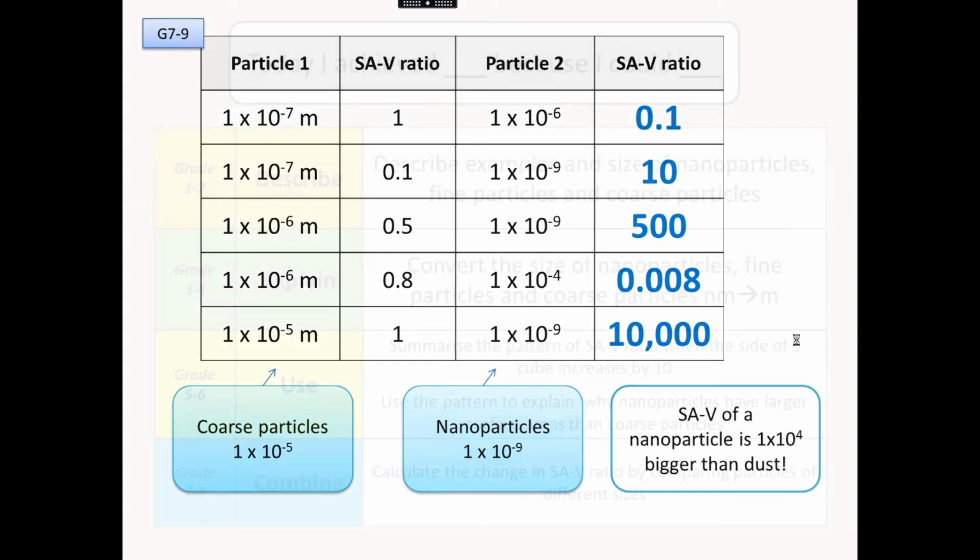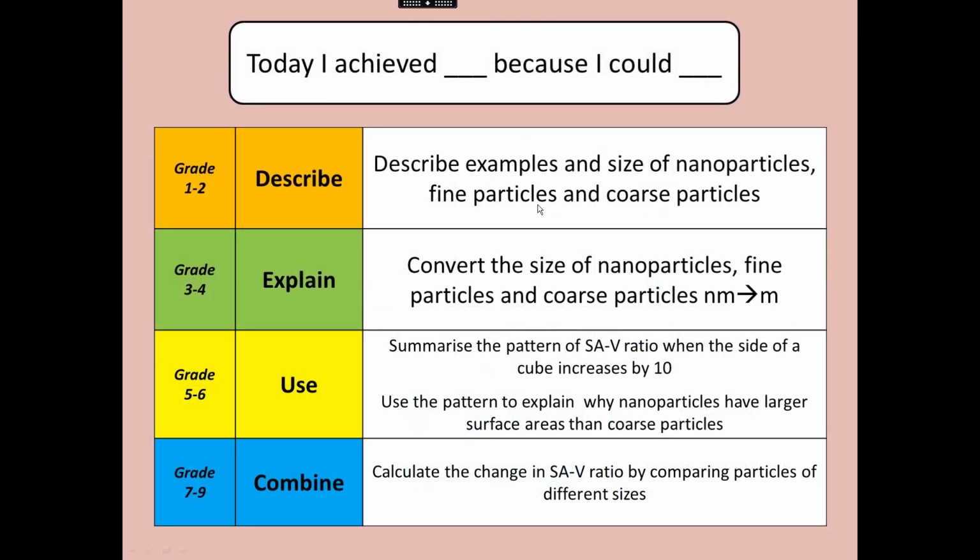Okay, right. What have you been able to achieve today? Could you describe the examples and sizes, particularly in nanometers, trying to remember those key facts? Can you start to convert between nanometers and meters? Can you explain why nanoparticles are so unusual by including the pattern of how the SAV ratio changes when the side of a cube changes? So going up by a factor of 10, going down by a factor of 10. And can you then use that in a quantitative way with numbers to calculate changes in the surface area to volume ratio by going up and down in factors of 10 when you're given the size of the cube?